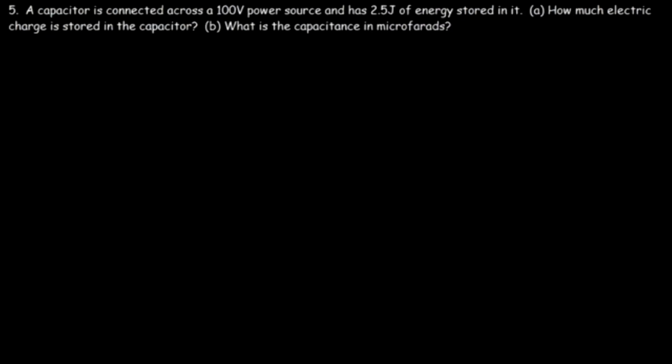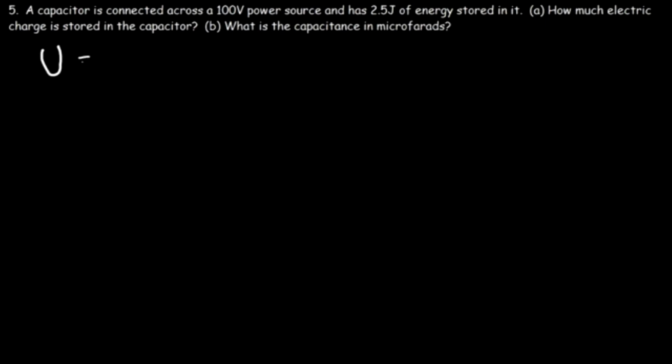Number 5. A capacitor is connected across a 100-volt power source and has 2.5 joules of energy stored in it. How much electric charge is stored in the capacitor? So make sure you pause the video as you work on these problems.